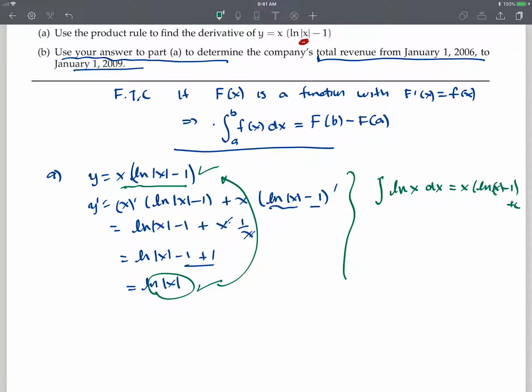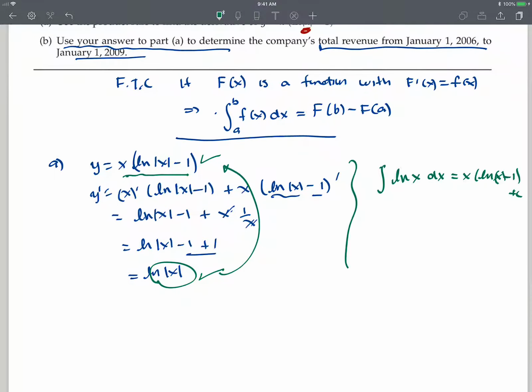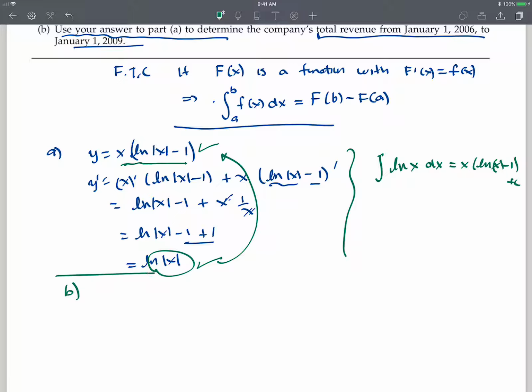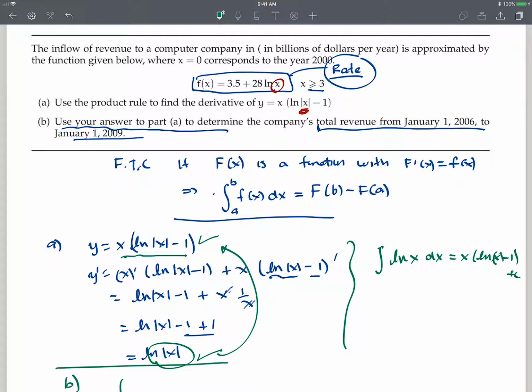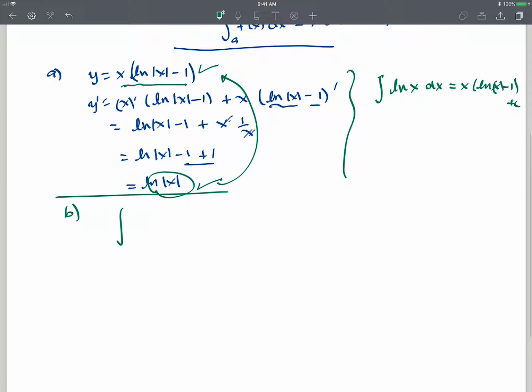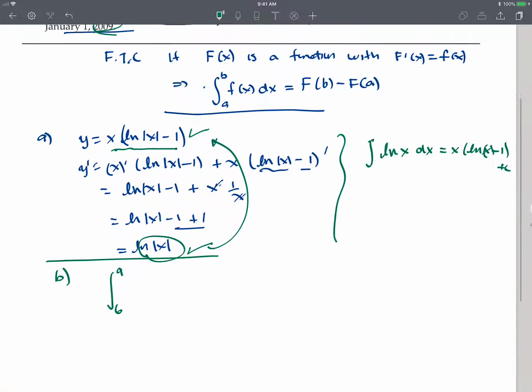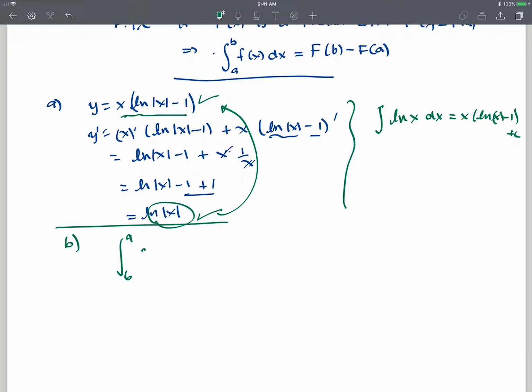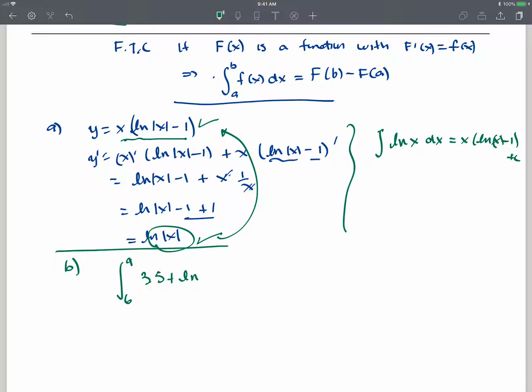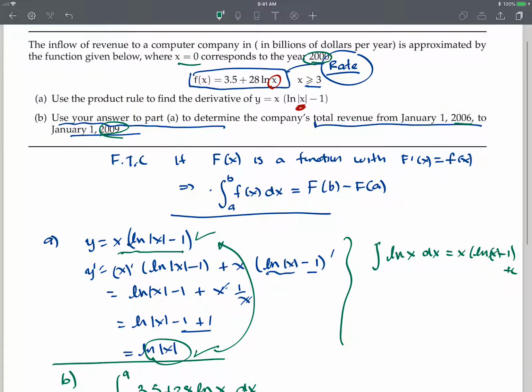Because, again, to solve the problem that we're being asked, part B, all we need to do is the integral. Let's read the years. It says x equals 0 is 2000, and we want to do between 2006 and 2009. So it's 3 years. From 6 to 9 of the function 3.5 plus 28 natural log of x. Okay, so this is what I need to do.